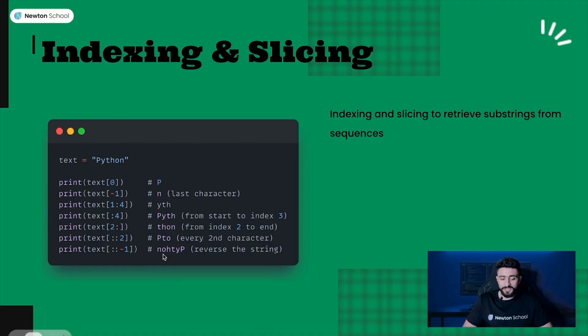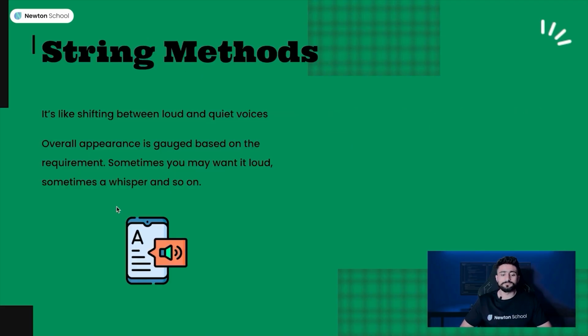So now it is printed in the reverse order, NOHTYP. So this is nothing but indexing, and using this we are also slicing. If you see the third one, here we are slicing it. We are taking the string from first to third index, right? Cool. So I hope you got the idea about slicing and indexing.